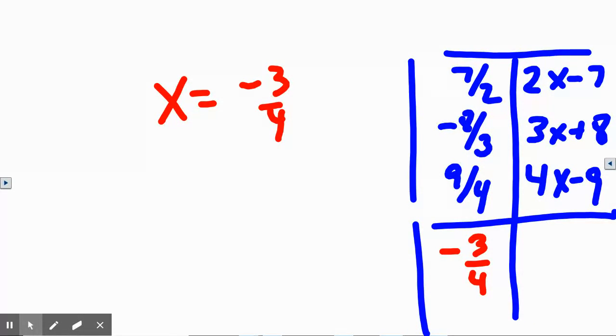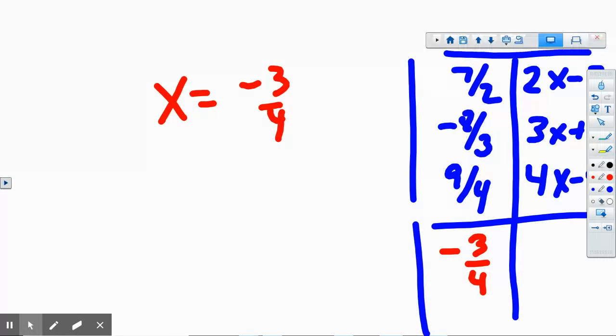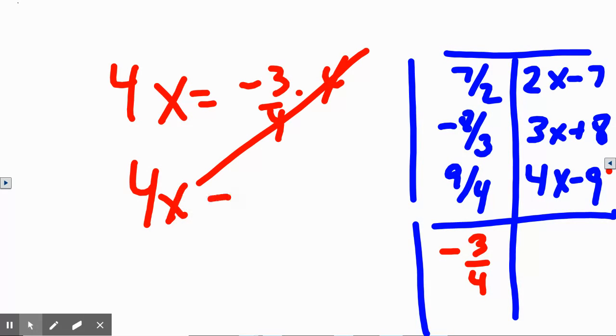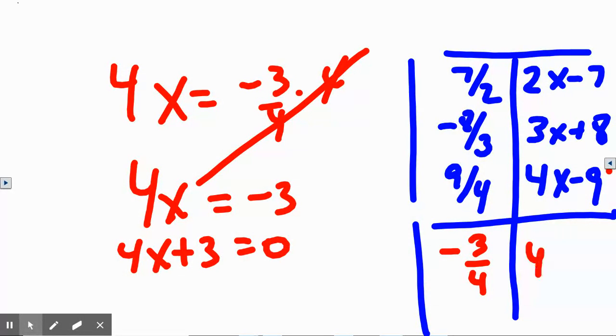So I would suggest the first thing to do to get rid of the fraction is to multiply by 4. Multiplying by 4 on both sides we get 4x is equal to negative 3. This is probably easier to do it this way. Then when you add 3 to both sides, you get 4x plus 3 equals 0. So 4x plus 3. Now, some of you might be able to do that in your head, but just to know, 4x plus 3 translates to a 0 of negative 3/4. Let's try another one.